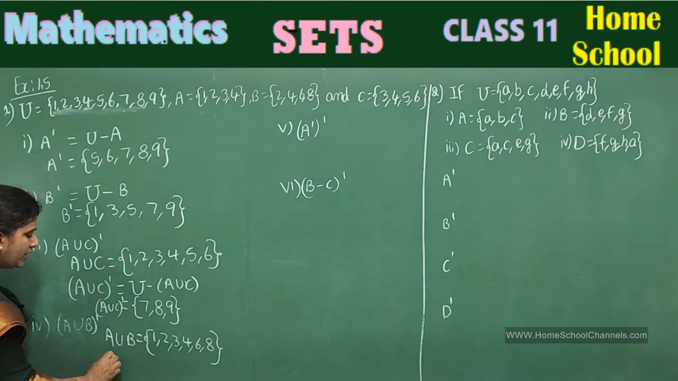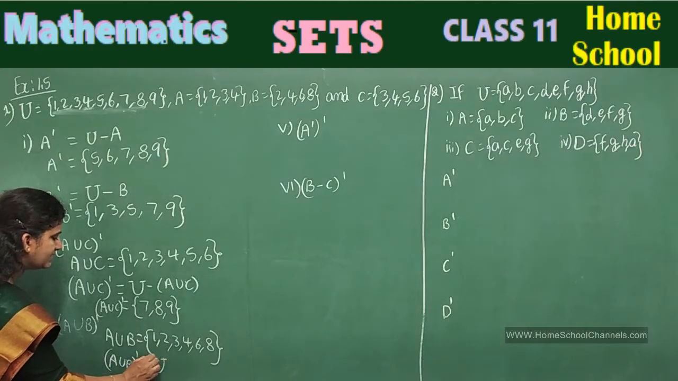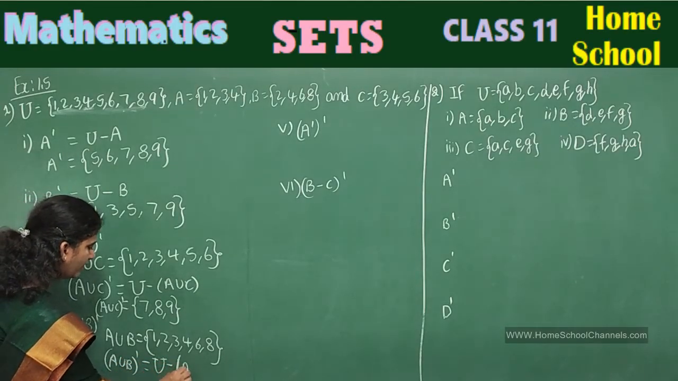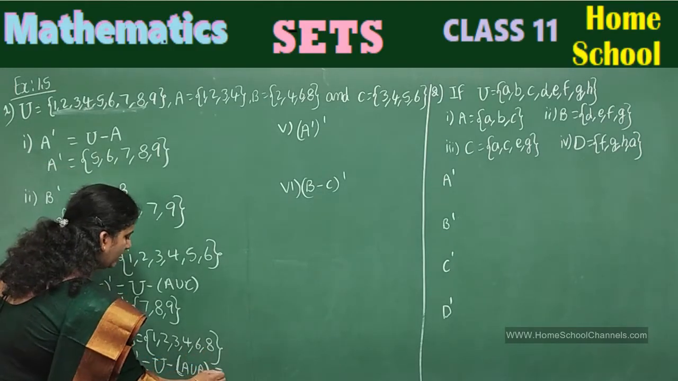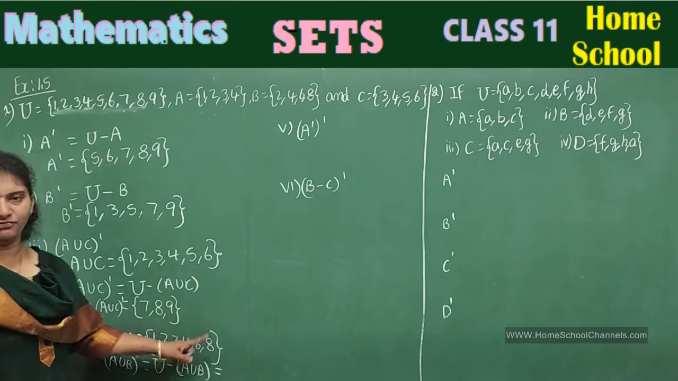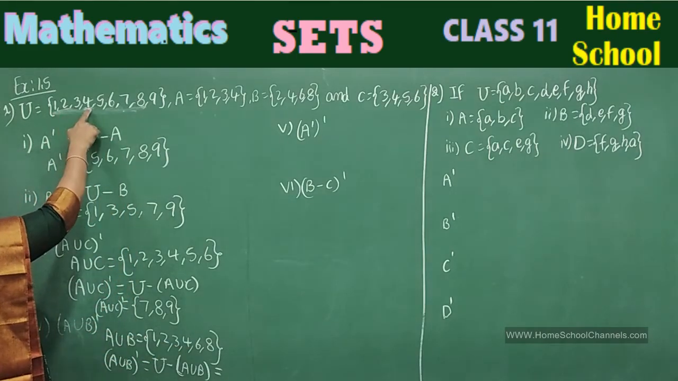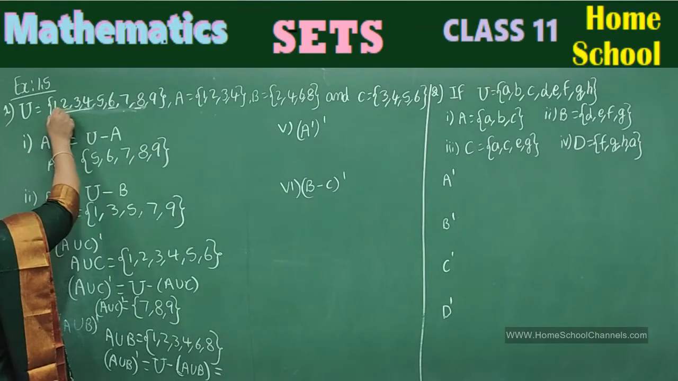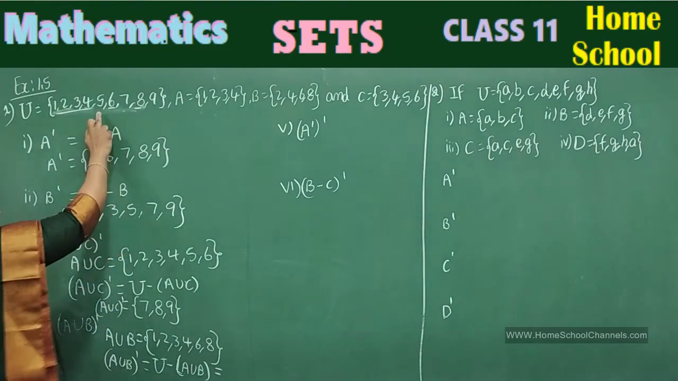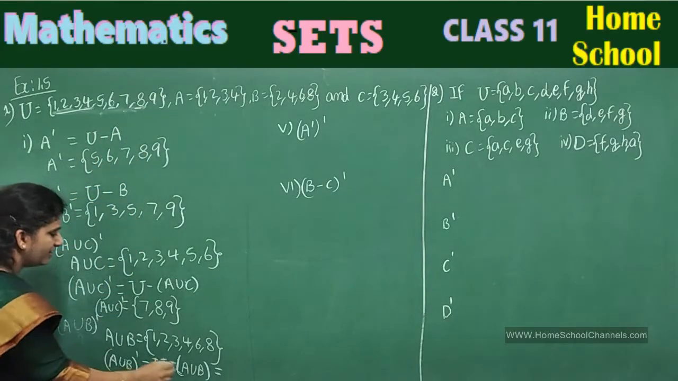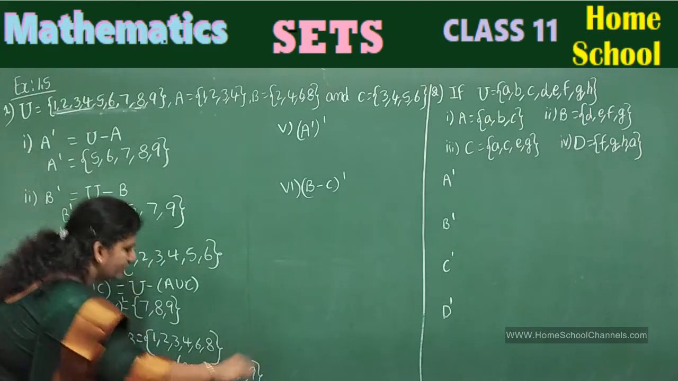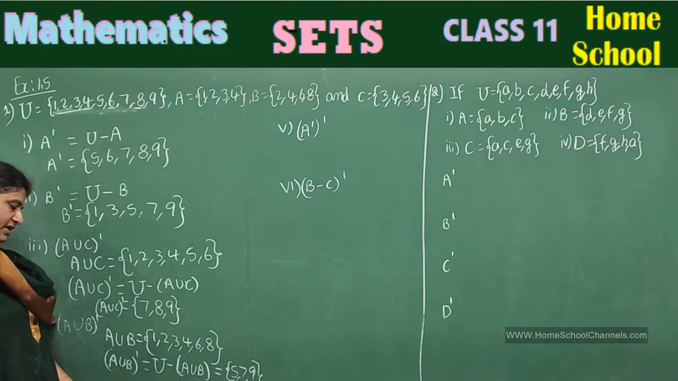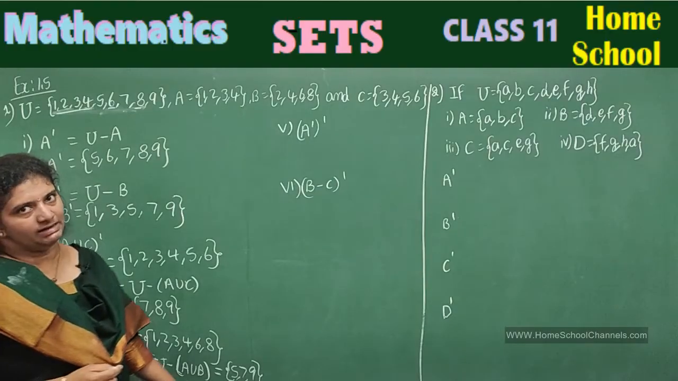Now, (A union B) whole complement is the question. So, in the universal set, remove the A union B set elements. A union B is 1, 2, 3, 4, 6, 8. Other than these, you have the elements 5, 7, 9. That is the only answer. So (A union B) whole complement is equal to 5, 7, 9.